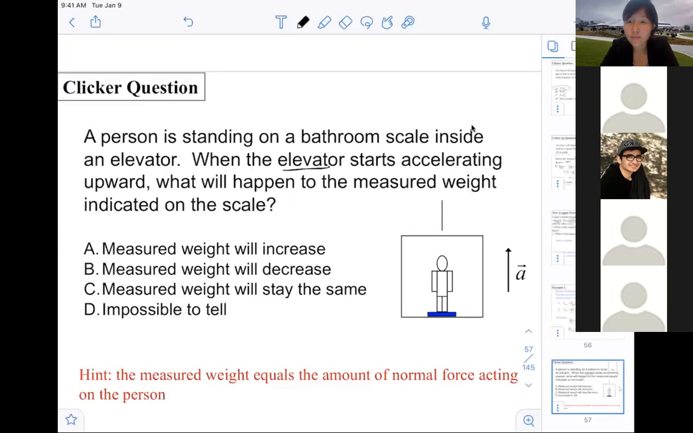Hello, what do you guys think about this question here? Any thoughts, any discussions? Okay, so Elaine said, I think the measured weight will increase. That's very good. Can you say a little bit more about that? Like why you think the measured weight will increase?